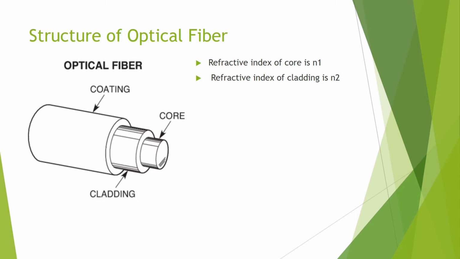Now see the inner part of the fiber, that is the core. So this inner tube is the core of the fiber. Now on the outer side there will be another tube, that is cladding. Then we are covering this with a jacket by means of coating. So this cover is just to protect the optical fiber.